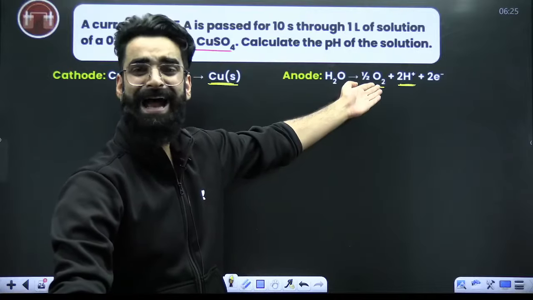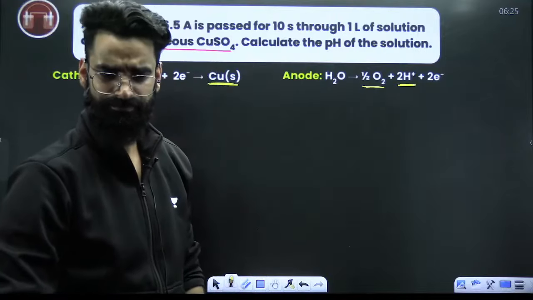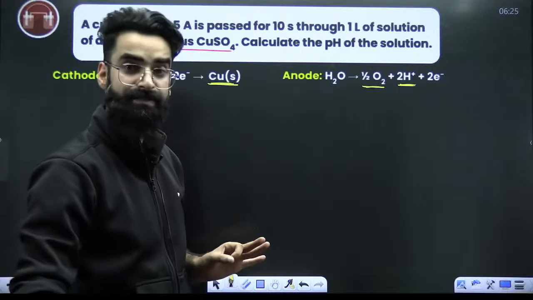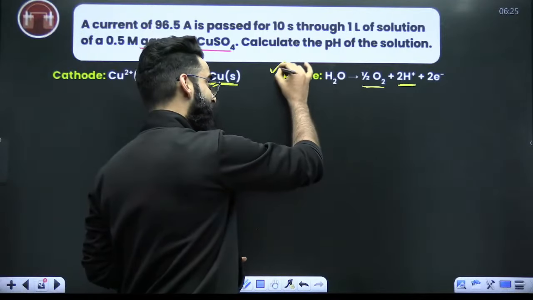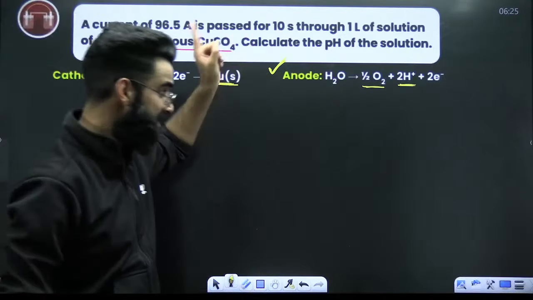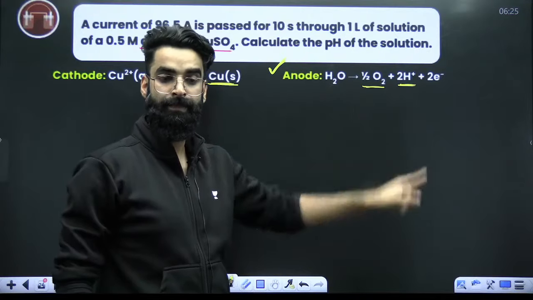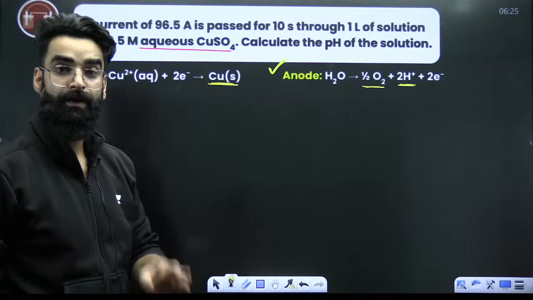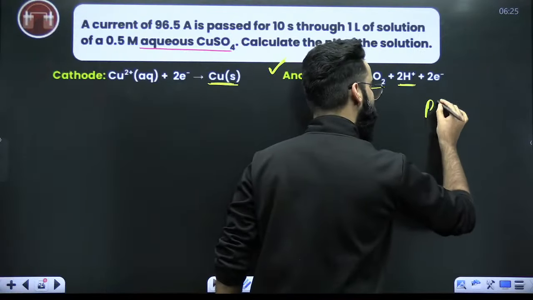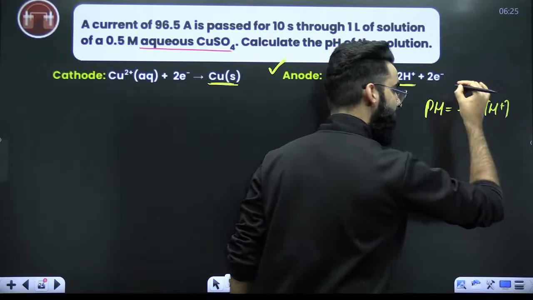The H positives which we get at anode will definitely enter into the solution. My dear students, can I say this is the reaction which is going to take care of the pH, because through this reaction H positives are generated and go into the solution? What am I supposed to calculate? I'm supposed to calculate pH. What is pH basically? P stands for minus log, so we have to calculate minus log of the H positive concentration.